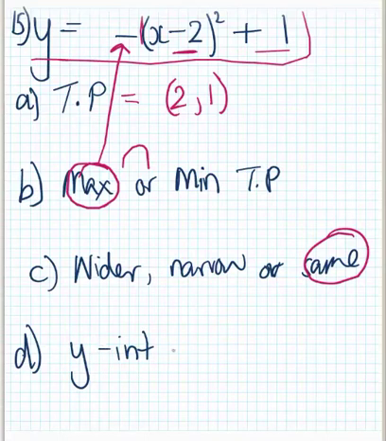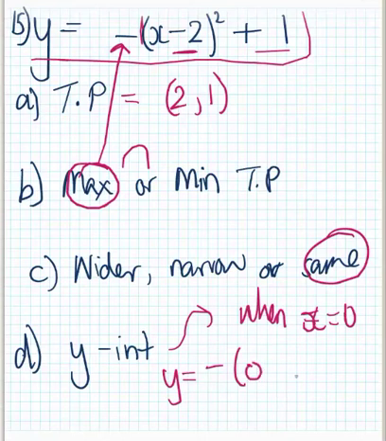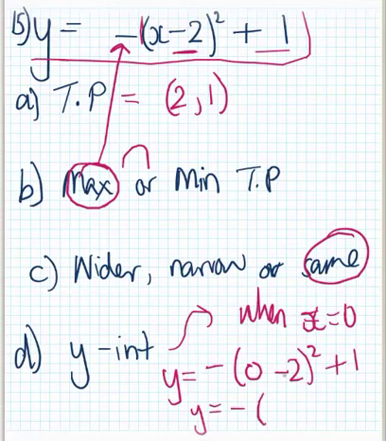For this kind of equation, it's not a trinomial, so there is a bit of working out. So when x equals 0, y equals, the minus is still out there, so instead of x, we put in 0, and then minus 2 squared plus 1. So what's 0 minus 2? 0 minus 2 is minus 2. So in here we end up with minus 2, and minus 2 squared is a positive 4, plus 1 is on the outside.